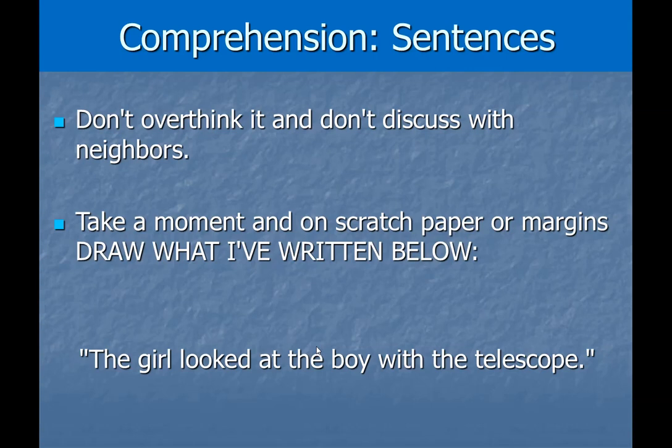Now, I want you to do just a quick little demonstration here. Take a moment, if you have scratch paper near you or in the margins if you're taking notes. Don't overthink this, don't discuss it with anyone who might be watching this video with you. But take a moment and just quickly draw what I've written below. So this sentence right here, just draw this sentence. If you don't have something to draw with, just think about how you would draw that sentence or picture it in your head.